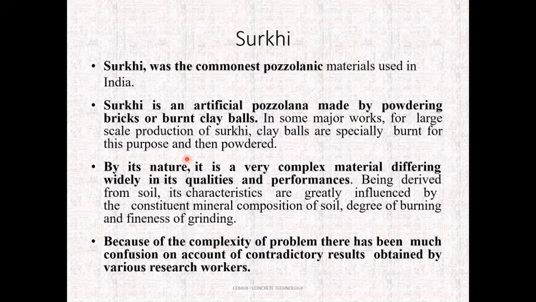The next one is surkhi. Surkhi is the most commonly used pozzolanic material in India. Surkhi is an artificial pozzolana made by powdering bricks or burned clays. In some major works, a large quantity of surkhi is used, or clay balls are specially burned for this purpose, and they are powdered and used in the concrete.